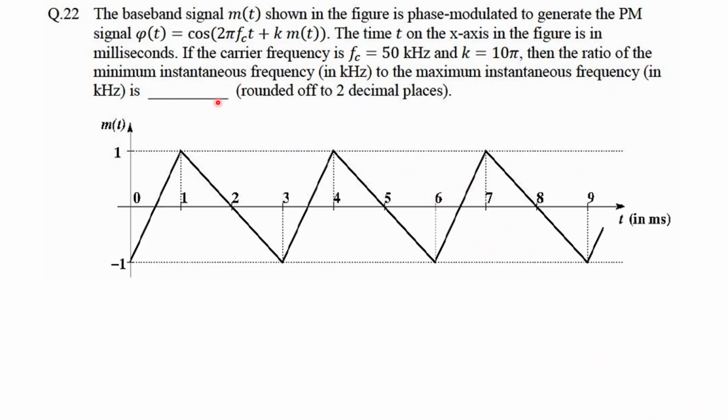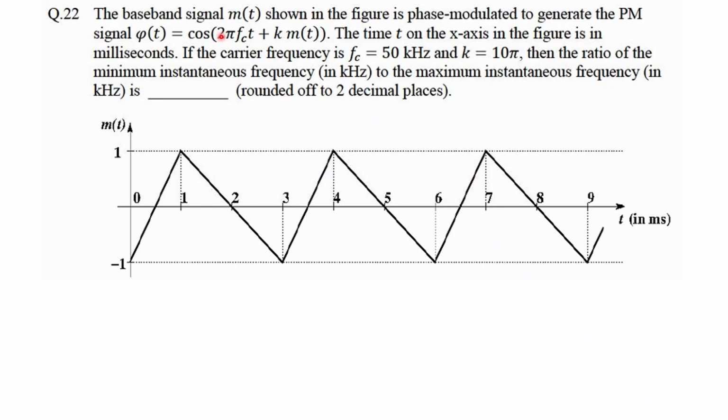In this series, the question is: the baseband signal m(t) shown in the figure is phase modulated to generate the phase modulated signal phi(t) = cos(2π fc t + k m(t)). The time t on the x-axis in the figure is in milliseconds. If the carrier frequency fc is given as 50 kilohertz, and k is already given as 10π, what is the ratio of the minimum instantaneous frequency to the maximum instantaneous frequency?